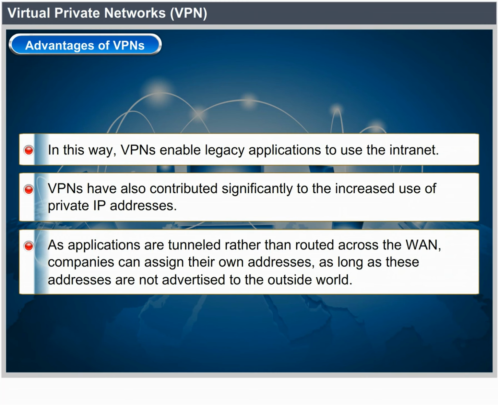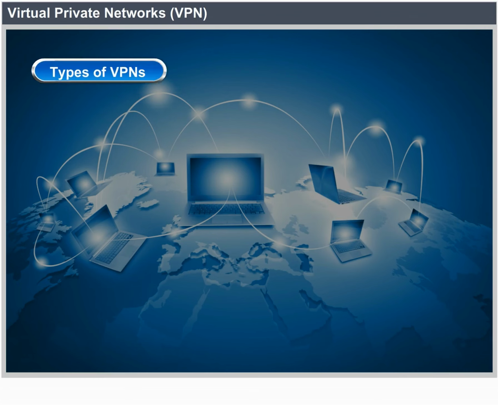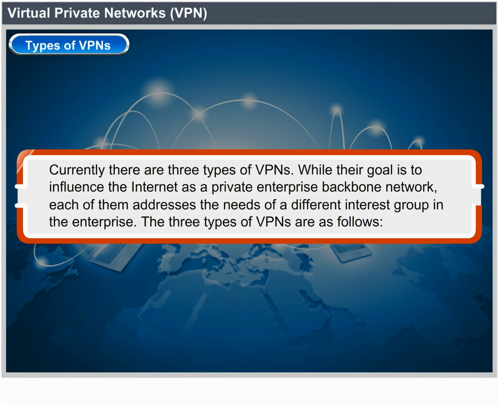Types of VPNs. Currently, there are 3 types of VPNs. While their goal is to leverage the Internet as a private enterprise backbone network, each of them addresses the needs of a different interest group in the enterprise. The 3 types of VPNs are as follows.